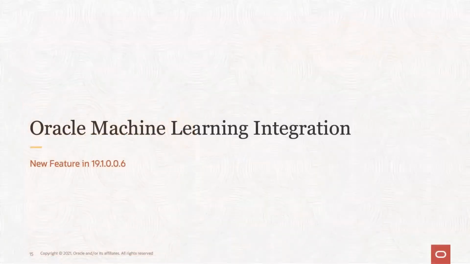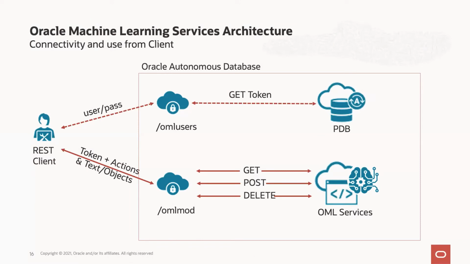Okay, so now let's get specific into the Oracle Machine Learning integration. There's a new feature that comes out as part of the 19.1006 version. I just wanted to give a quick recap on the OML services architecture. Oracle Machine Learning Service, now in the autonomous database, provides access to database machine learning features. OML service basically extends your OML functionality to support OML model deployment and model lifecycle management for in-database OML models through REST APIs.